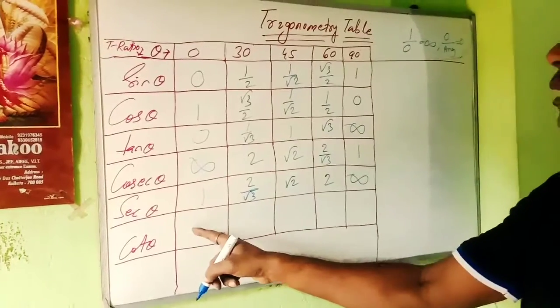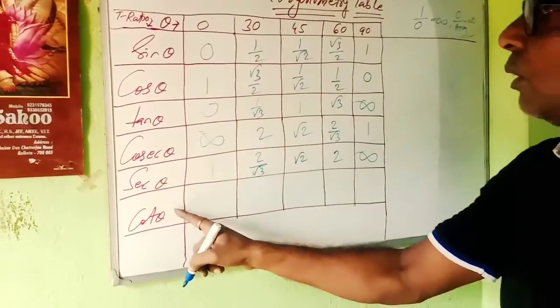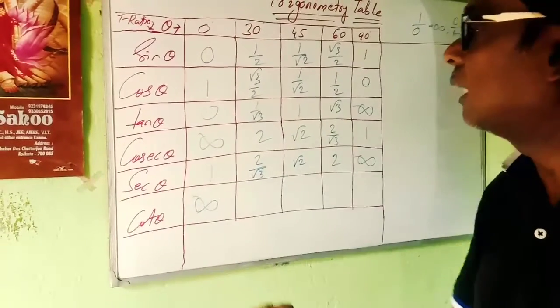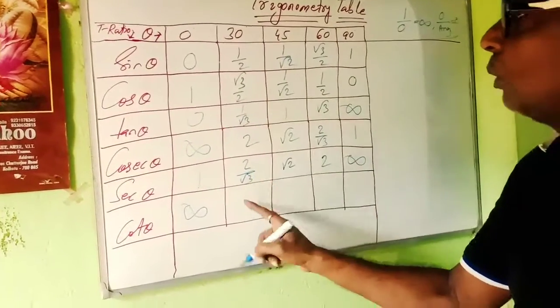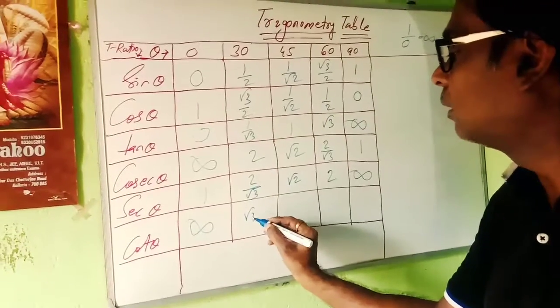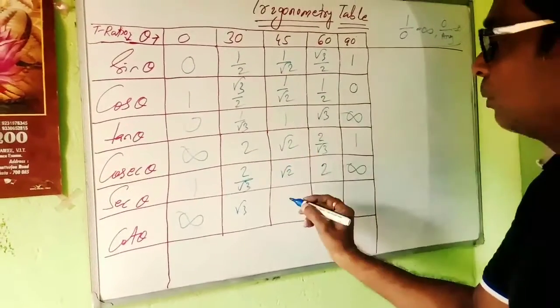Next come to cot. It is just the reciprocal of tan theta. Tan 0 is 0. Therefore, cot 0 will be not defined, infinity. Tan 30 is 1 by root 3, cot 30 will be root 3, the reciprocal. Tan 45 is 1, cot 45 will also be 1.